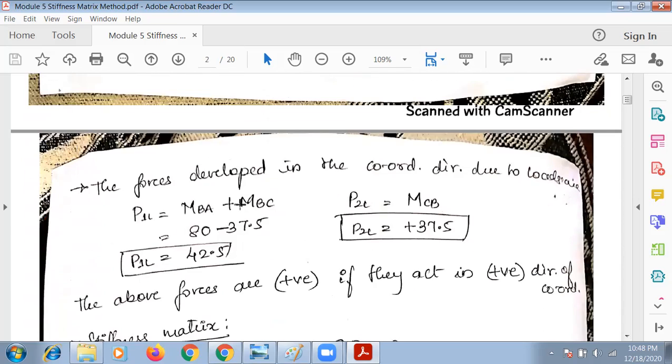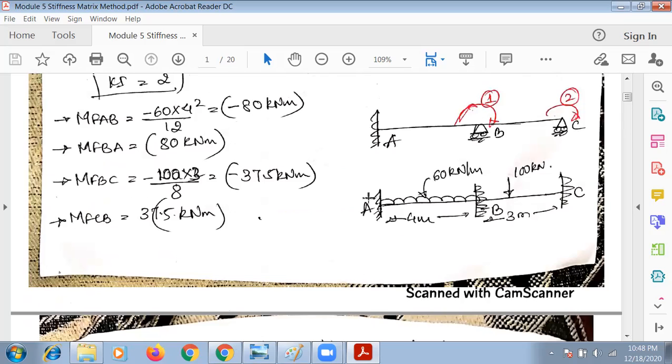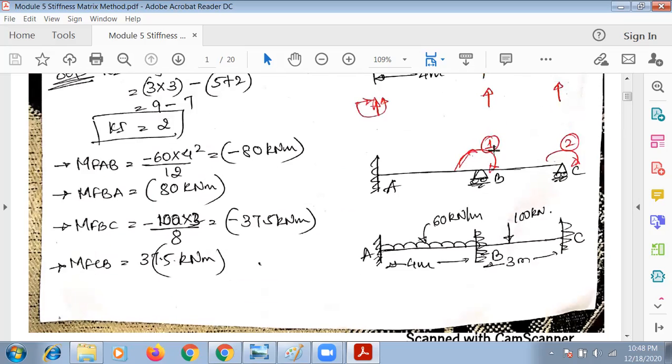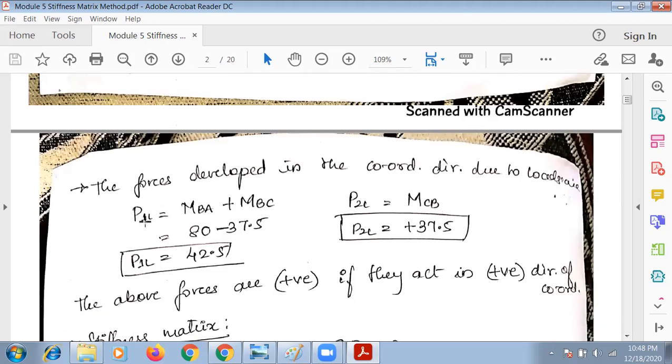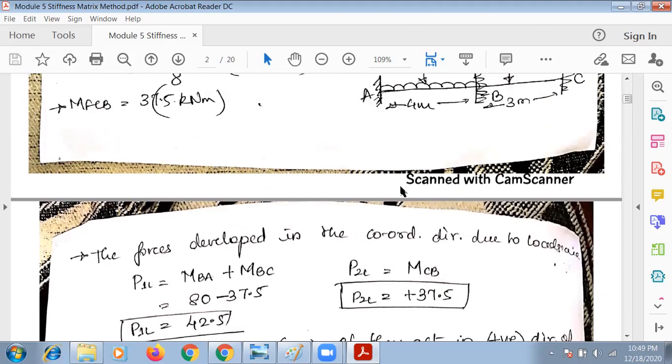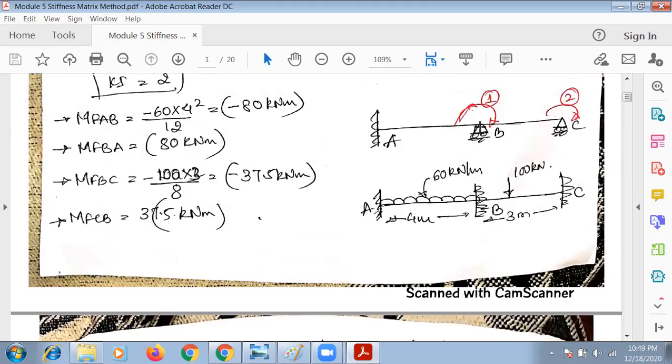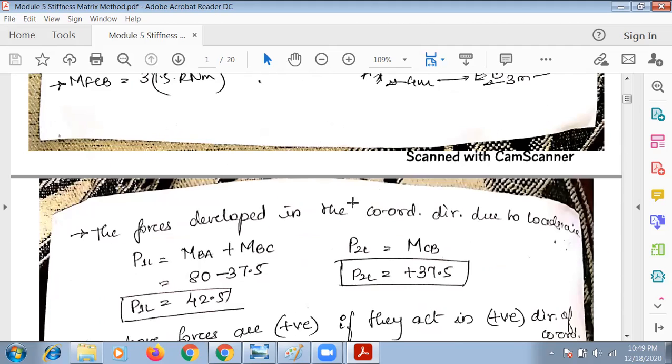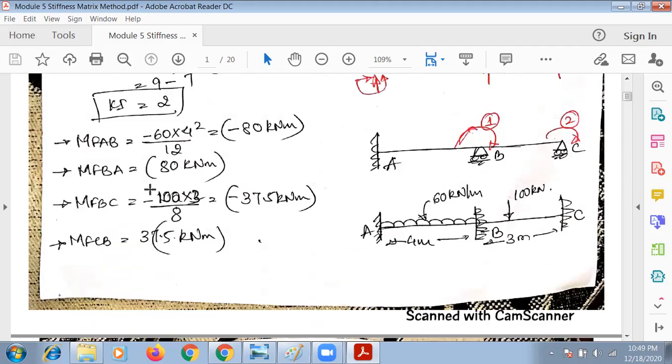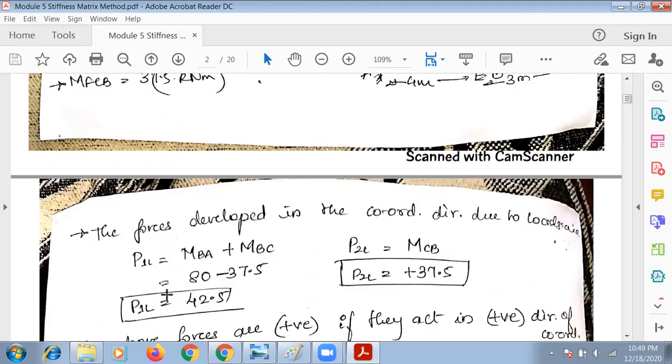So next, the forces developed in the coordinate direction due to the loads are, now there are two loads acting here. So we'll be considering this now, coordinate direction 1 and 2. B is connected to A also, C also. So P1L is the load in coordinate direction 1. This is the first load. B is connected to BA also, BC also, so it is MBA plus MBC. We have already calculated this MBA, MBC. Then P1L.